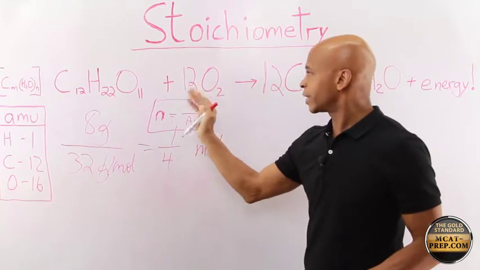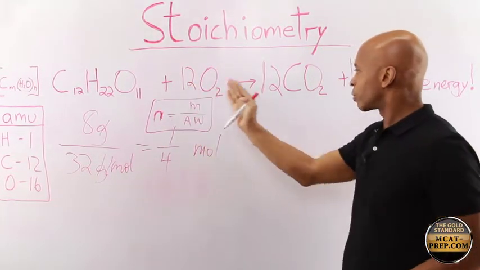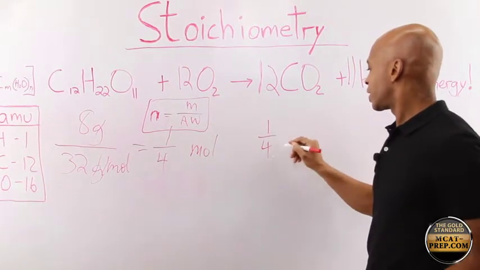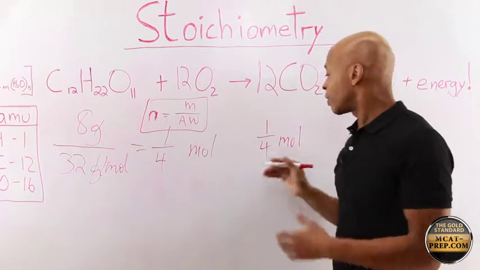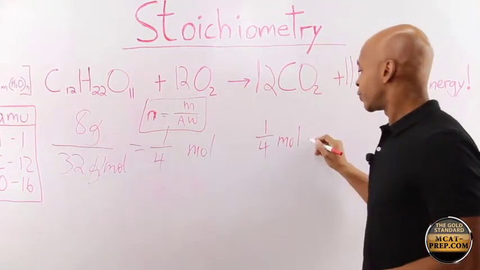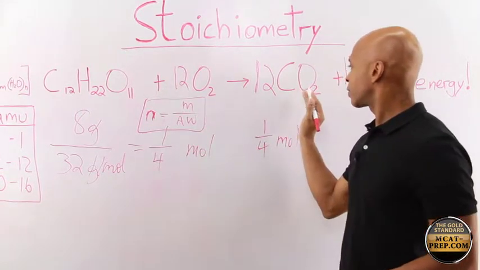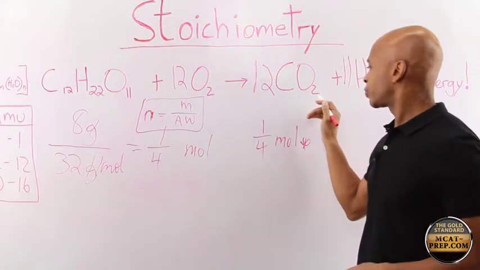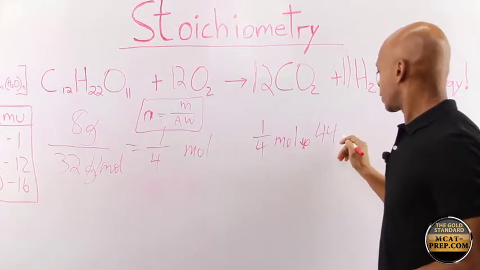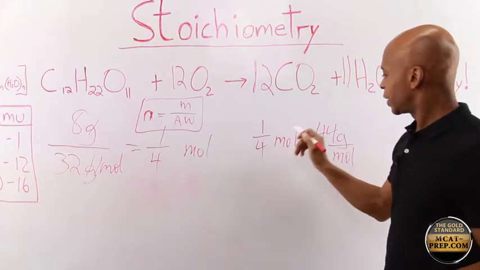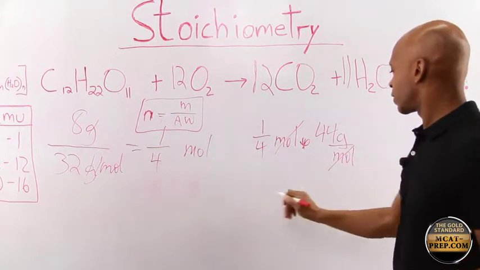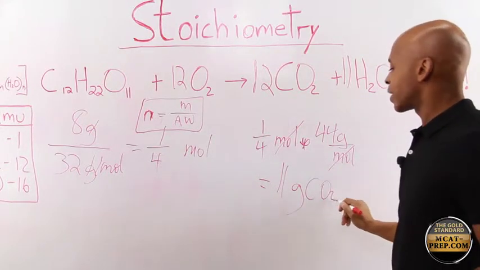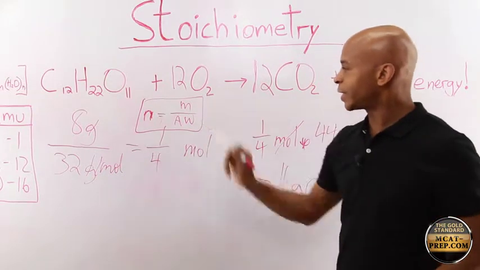So I know that 1/4 mole, this is an excess, will end up becoming 1/4 mole over here. So I have 1/4 mole of carbon dioxide. Now I want to convert this into grams. If you're using dimensional analysis, then you just take the molecular weight of carbon dioxide. It's 12 for carbon and oxygen, 16 times 2, which is 32, plus 12 is 44. So we have 44 grams per mole. When you multiply this together, moles cancel and you end up with grams. So then you end up with 11 grams. That's 11 grams of carbon dioxide produced as a result of 8 grams of oxygen.